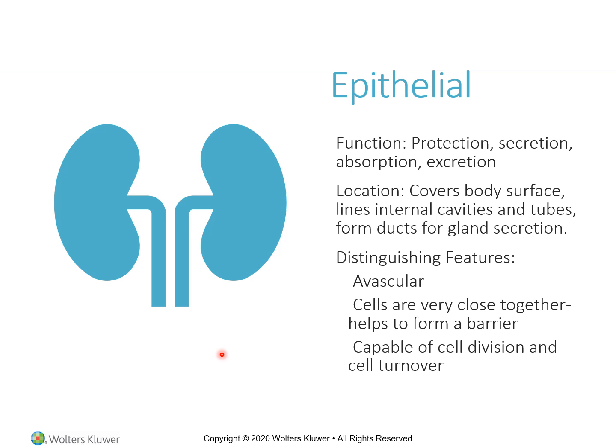The cells of the epithelial tissue are really closely tight together. This helps to form those barriers that we talk about. So the functions of things like protection, it's really important to have those cells kind of tightly packed together. The other important thing to know about epithelial tissue is that it's capable of cell division and rapid cell turnover. So within the body, the cells of the epithelial linings are turning over kind of all the time. So they are capable of cell division and turnover.